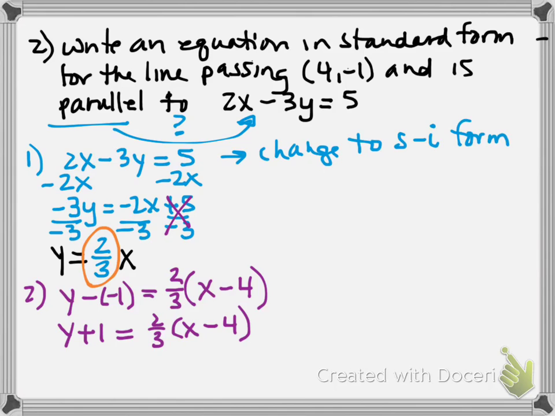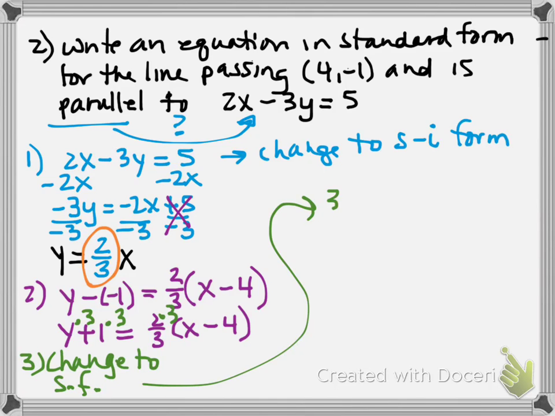And then this is where we're going to be smart about this. What do we need to make sure doesn't exist in my standard form? Fractions. So how am I going to get rid of fractions? We're going to change to standard form, and we're going to multiply everything, every term, by 3. When I say term, that 2/3 times the quantity x minus 4 is considered a term at this point because of the parentheses. So this leads me to 3y plus 3 equals, the 3's cancel on this side, 2 times the quantity x minus 4.